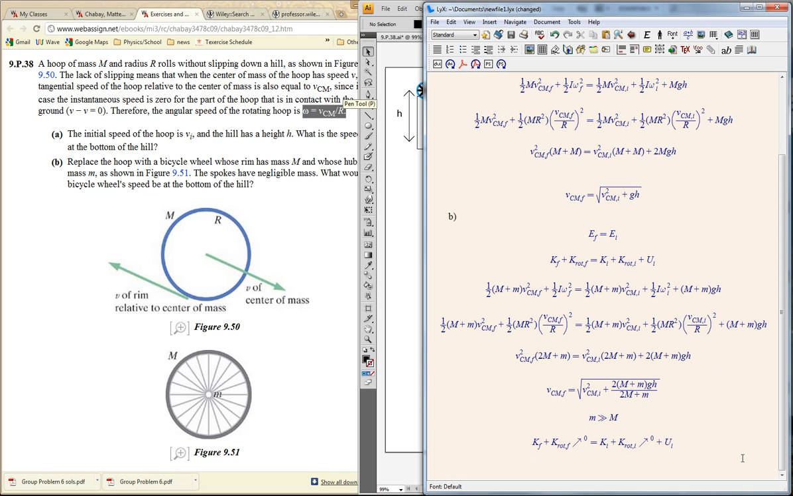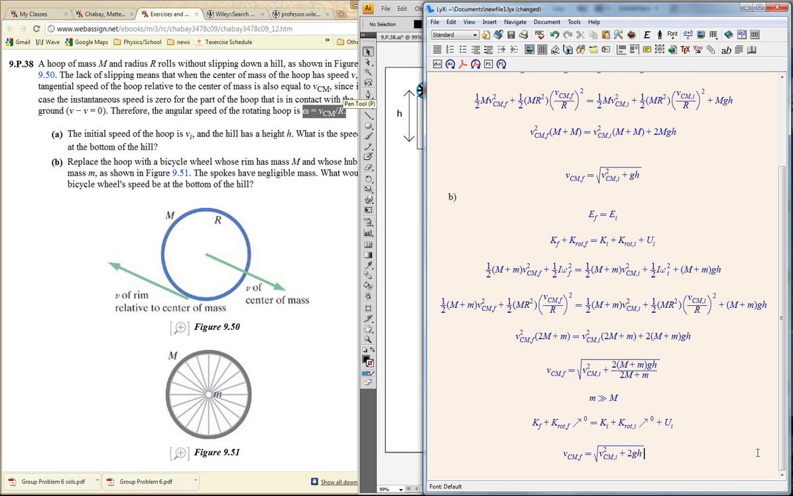Then the problem drastically simplifies. Now it's the same as a block sliding down a hill with no friction. So we can solve this really easily, and I trust that you can solve for that yourself. If the hub has basically all of the mass, you get the same thing as a block sliding down the hill, and that's faster than the hoop rolling. Actually, the block sliding down the hill would give you the fastest speed because all of the energy is translational in that case, and you're not rotating at all.